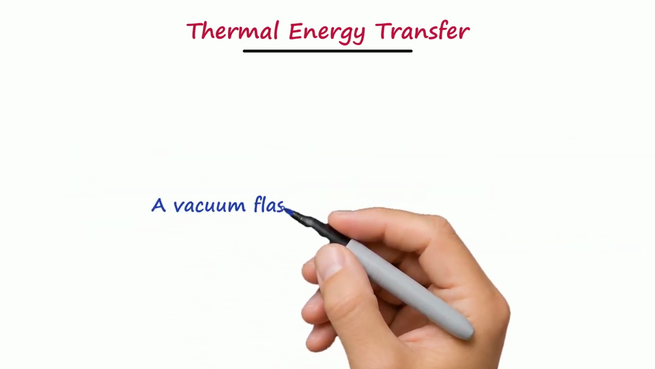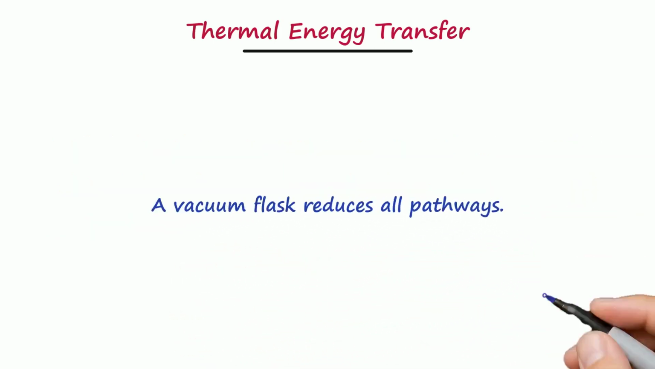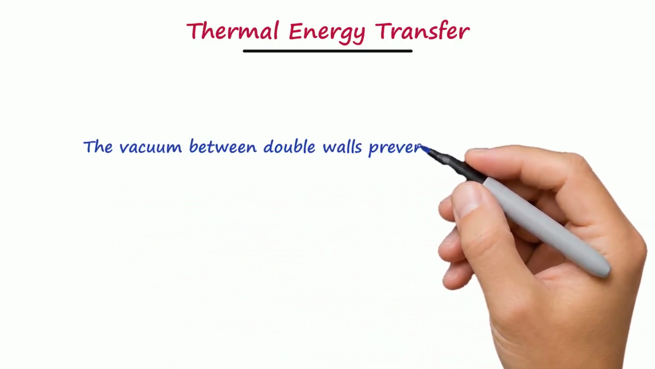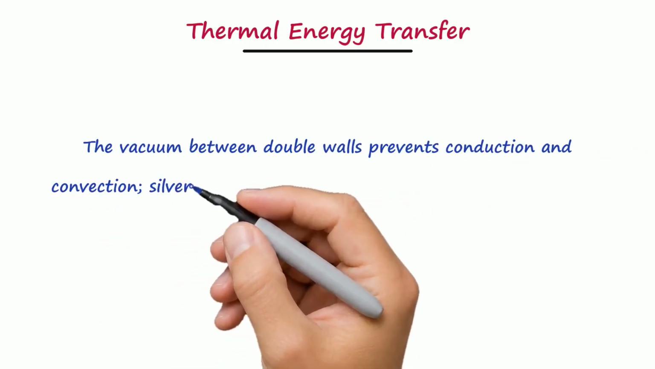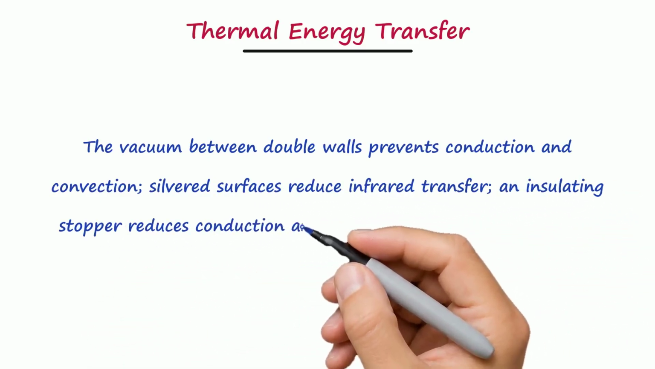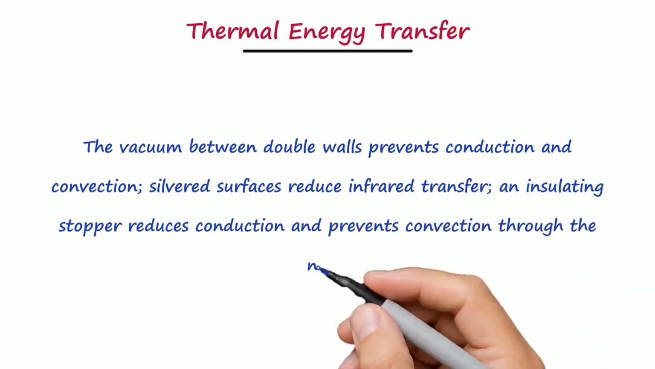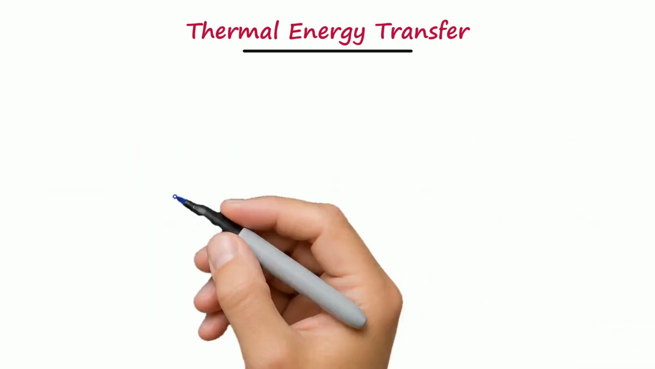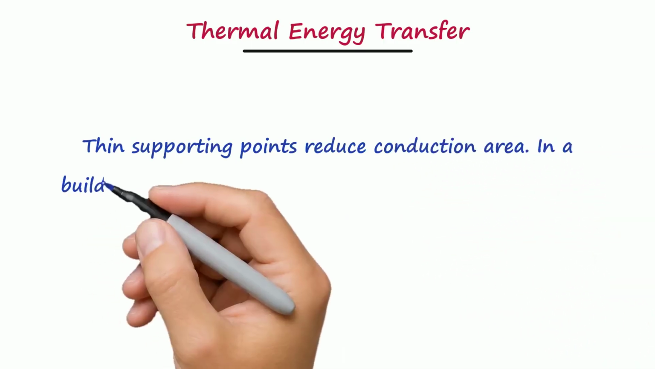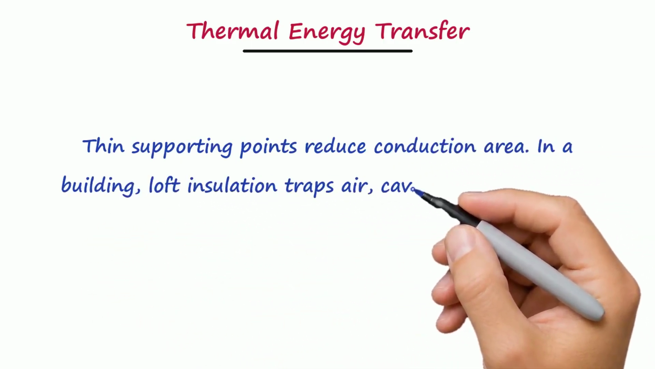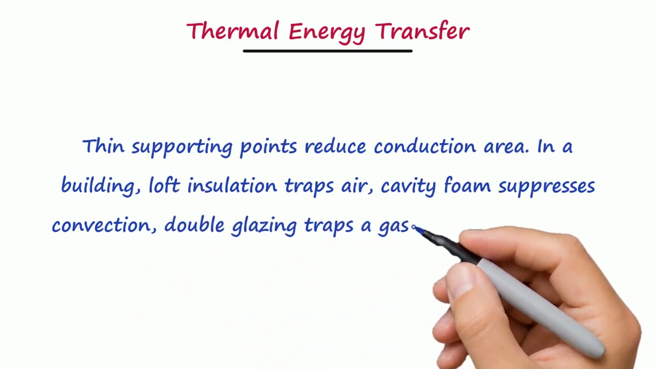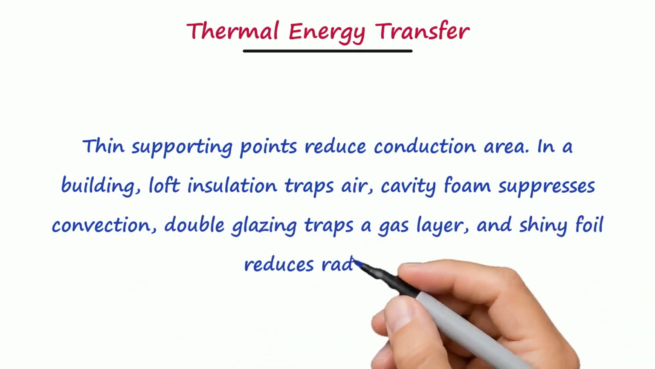A vacuum flask reduces all pathways. The vacuum between double walls prevents conduction and convection. Silvered surfaces reduce infrared transfer. An insulating stopper reduces conduction and prevents convection through the neck. Thin supporting points reduce conduction area. In a building, loft insulation traps air, cavity foam suppresses convection, double glazing traps a gas layer, and shiny foil reduces radiation.